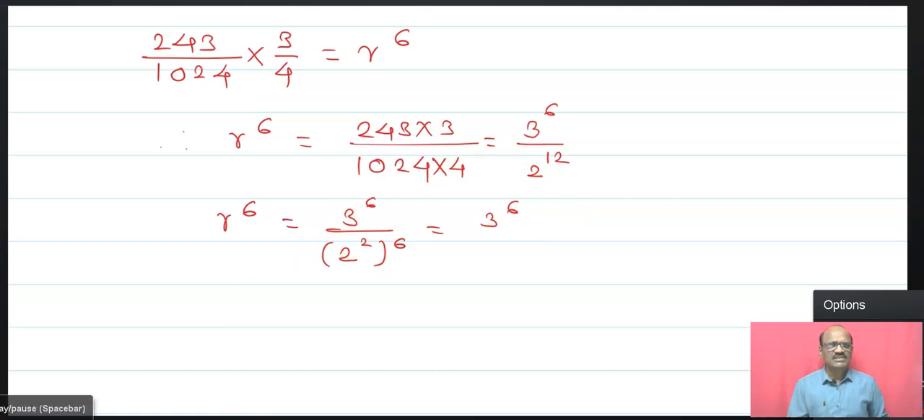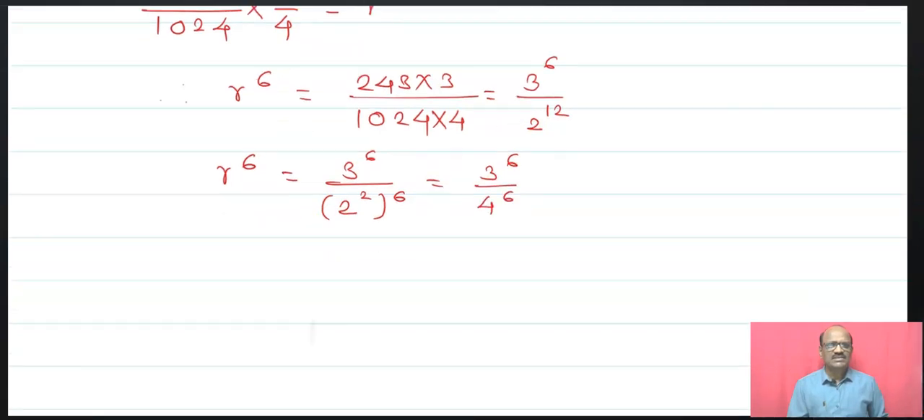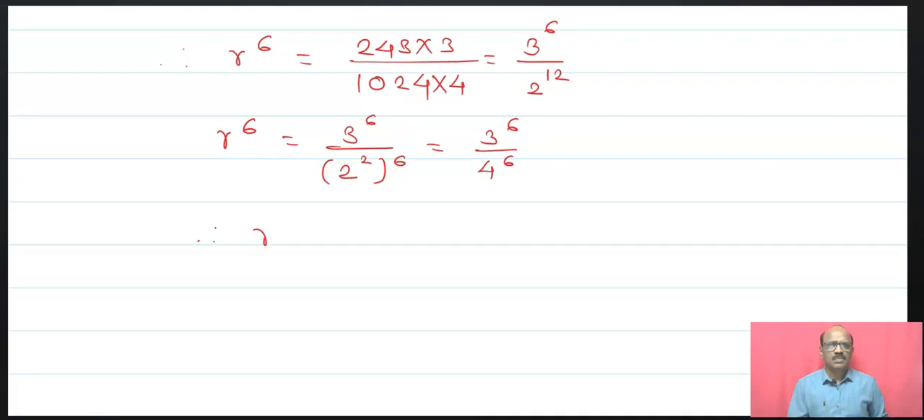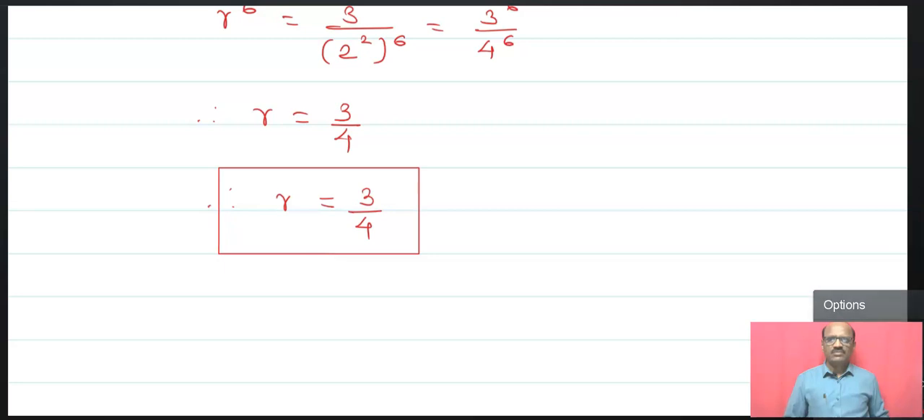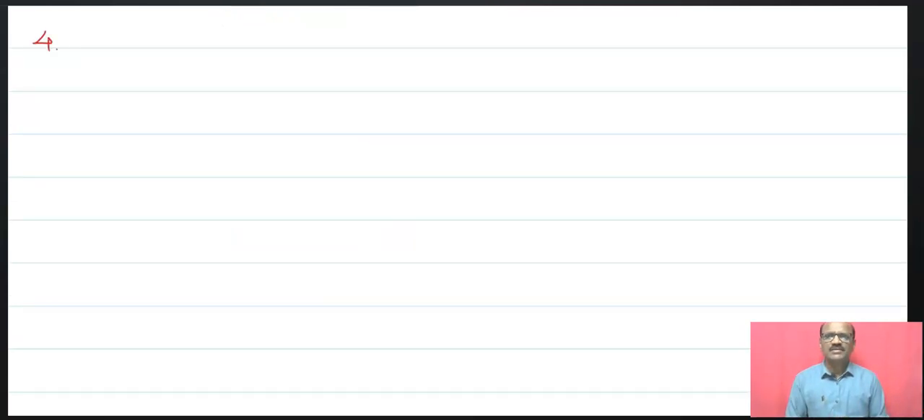Now, see this. Therefore, the value of R is 3 upon 4. That's why this is the value of R, which is 3 by 4. Now we will start the next example.